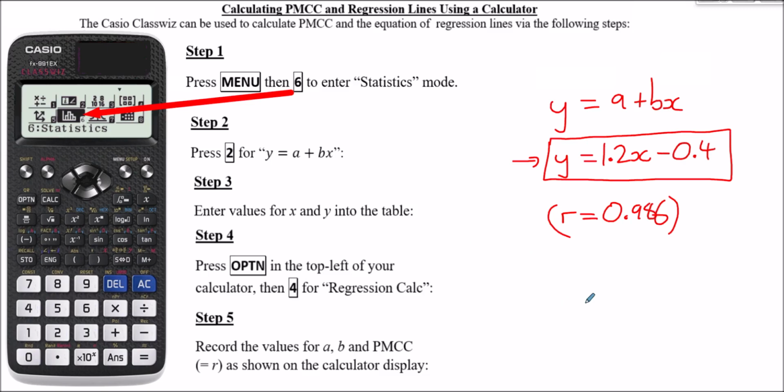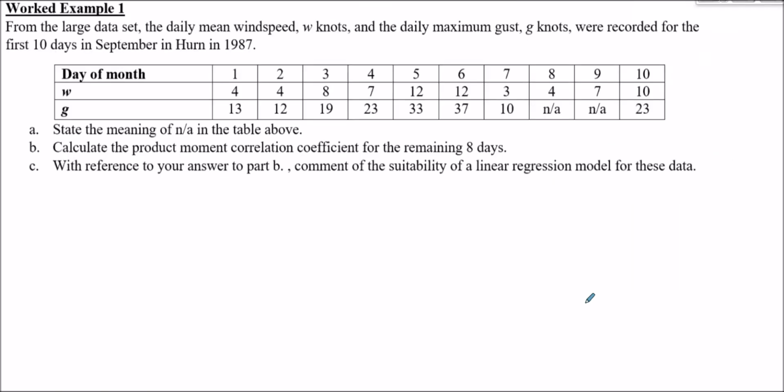Let's now have a look at some examples using this. So worked example 1. From the large data set, the daily mean wind speed, W knots, and the daily maximum gust, G knots, were recorded for the first 10 days in September in Heathrow in 1987. First of all, state the meaning of NA in the table above.